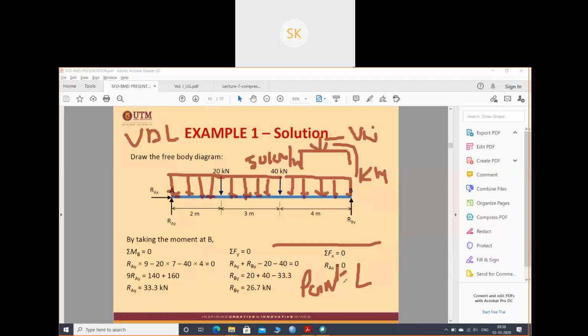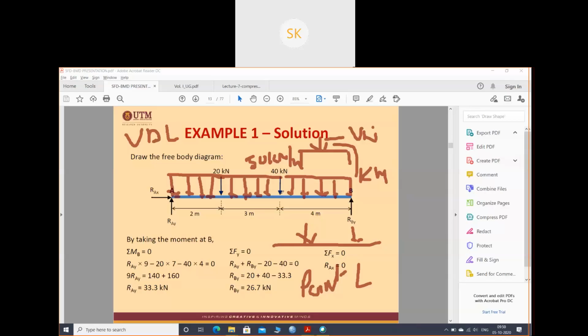Understood? What is a point load? Point load will be only this one. This load means this load is acting at only this point. And this one is a uniformly distributed load. The load is equally distributed along the length. It is also known as UDL. Short form is UDL, and you can say that as uniformly distributed. See, the load is uniformly distributed over the length, and this unit is kilonewton per meter.